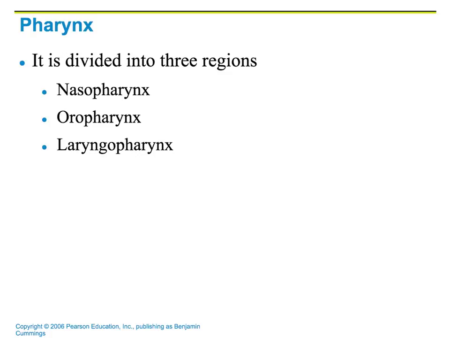Here are your three throats. You should know them in order: NOL, nasopharynx, oropharynx, and laryngopharynx. The nasopharynx is for air only, and the oro and laryngopharynx is a common passageway for food and air. Thus the need for the epiglottis.